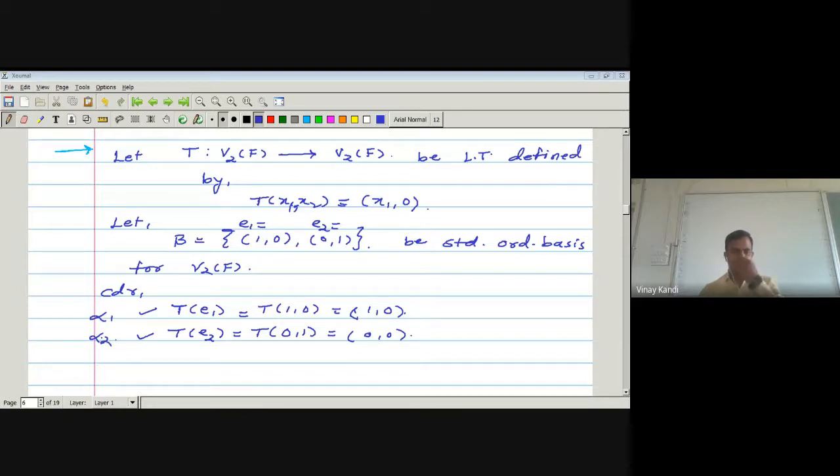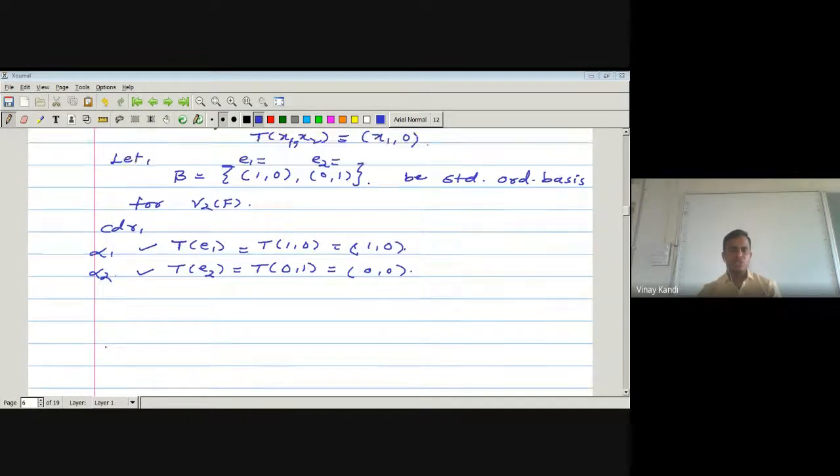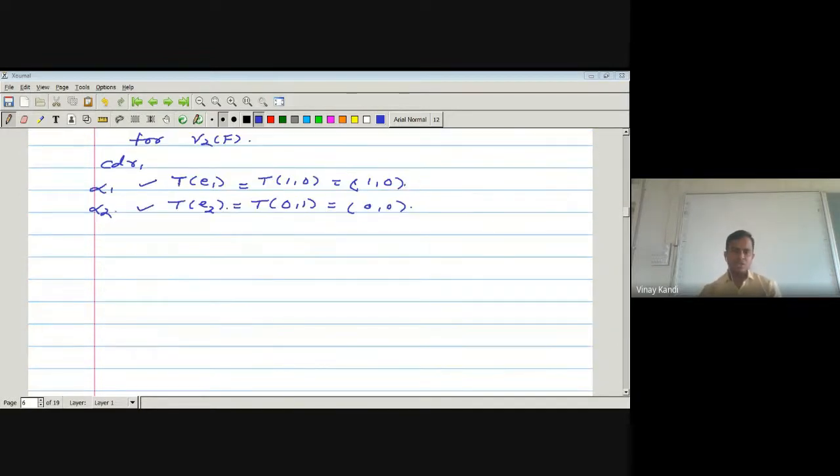That is alpha 1 and alpha 2. In the last lecture we saw that alpha 1 and alpha 2 are the basis vectors of the domain, and T of alpha 1 and T of alpha 2 we can write as a linear combination of the basis of the codomain. Now the basis of the codomain here is again (1, 0) and (0, 1). So write down T of E1 and T of E2 in terms of a linear combination of the basis elements of the codomain.